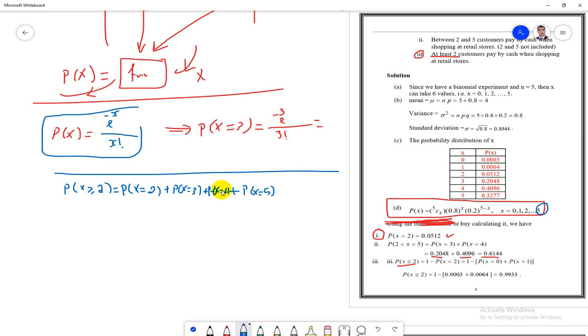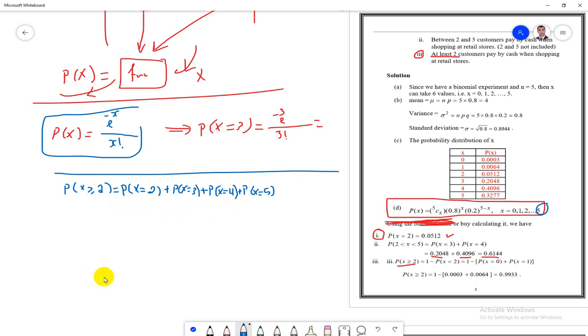Okay. And the probability of x equal 4. So I have the probability of x equal 3 plus the probability of x equal 4. Okay, so how many times do I have to substitute in the formula of the binomial? 4 times. From 2 till 5, giving you 4 times you have to substitute in this formula. Okay, that plus. So that's the first way to answer.